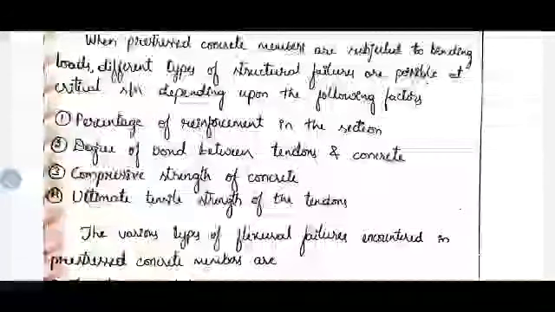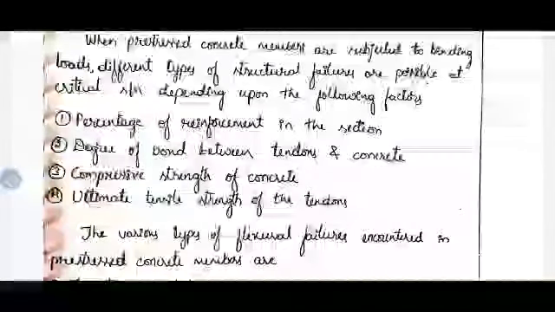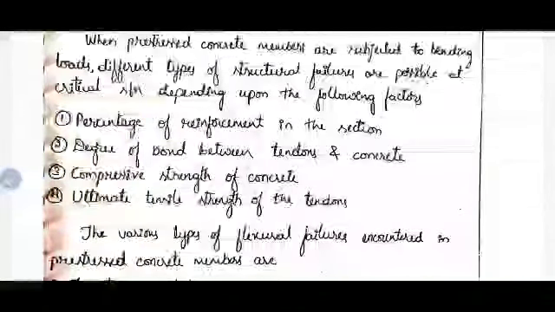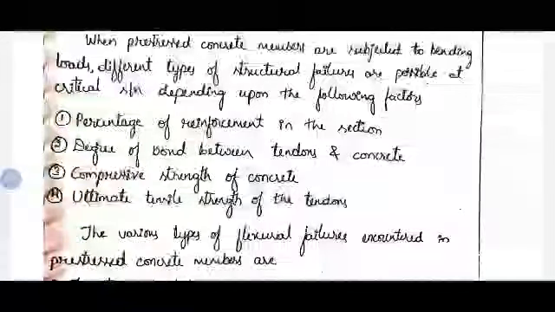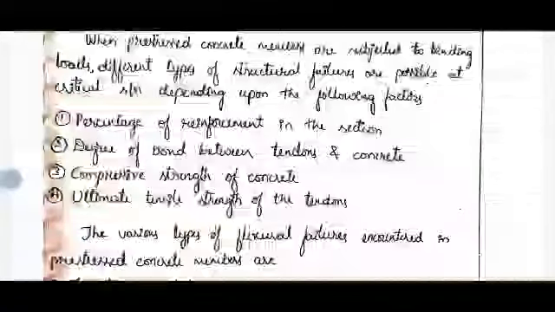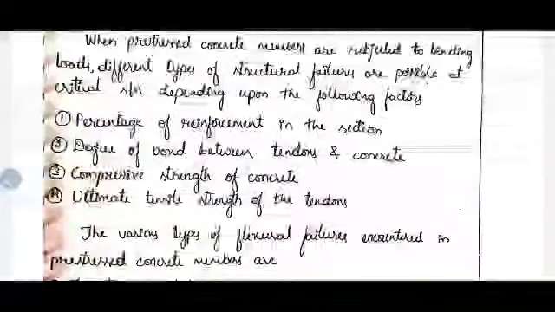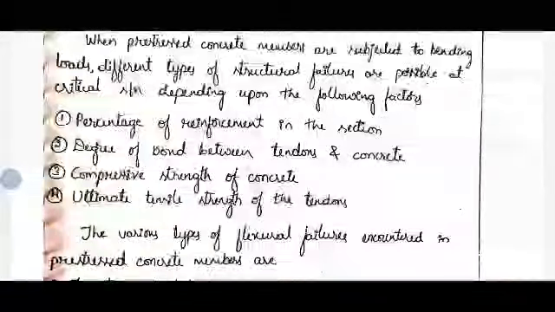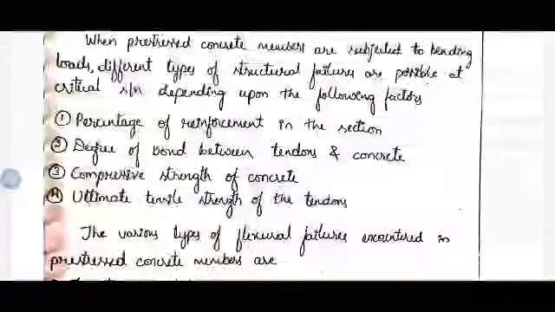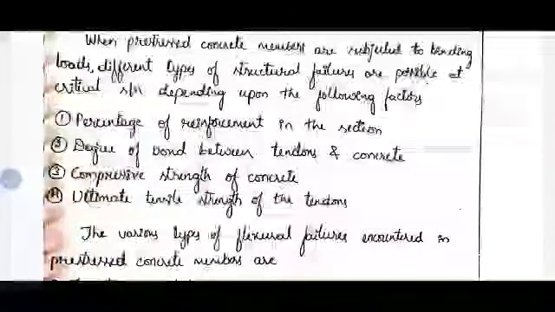So first one, percentage of reinforcement in the section. Same as in case of RCC, there should be a minimum percentage of steel we need to provide. Minimum will be there as well as maximum will be there. While calculating, we used to calculate minimum reinforcement of 0.12% in case of RCC. Here it will be a little bit different, we'll discuss it later. And also maximum reinforcement 0.2% or 0.25% in RCC. So it should not be over reinforced or under reinforced. We need to maintain it as a balanced section, that is the percentage of reinforcement.